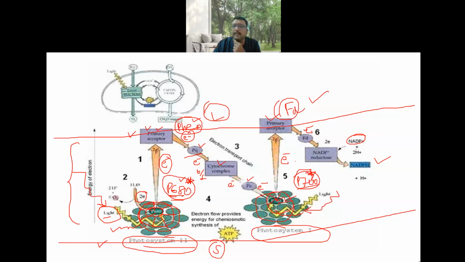At the same time, two electrons are passed on, and that is sufficient to produce NADPH from NADP plus. So it is moving here in a Z shape. As we are left with just 1 minute, I'll stop here. We'll continue in our next class.